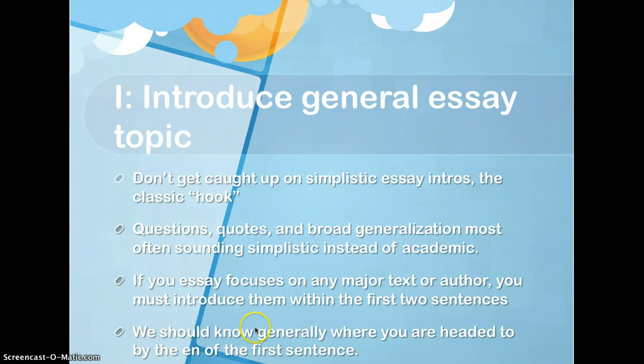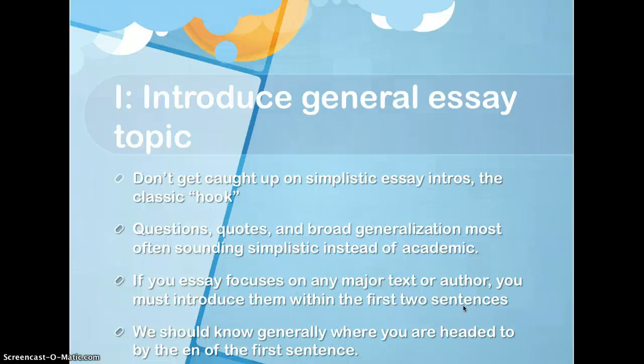By the end of the first sentence, okay, by the end of the first sentence, we should generally know where you're headed for the entirety of your essay. Okay, so we might not know it completely, but we should have an idea as to where you're headed. All right. If your essay focuses on any major text or author, I want you to know this, you must introduce them at least within the first two sentences. So if you're doing a literary analysis about the Adventures of Huckleberry Finn, by the second sentence, if not the first, you need to introduce that along with the author, okay?